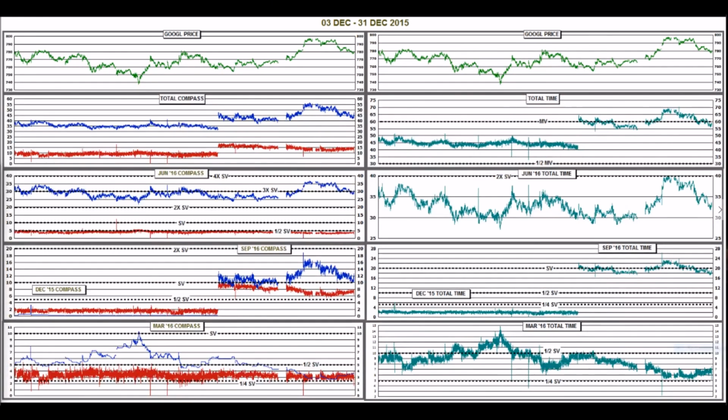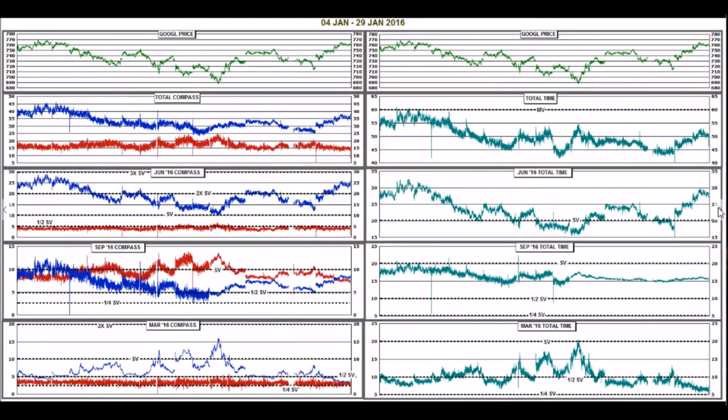Here we have Googl from December 3rd to the 31st. If that's too far back, we can just easily go forward to another chart. Move forward. January. Here we go.